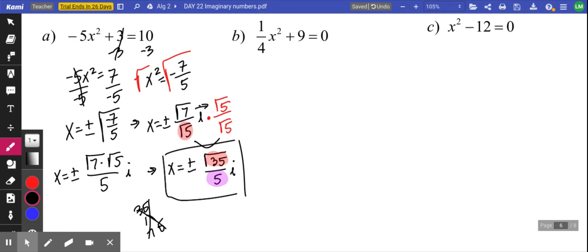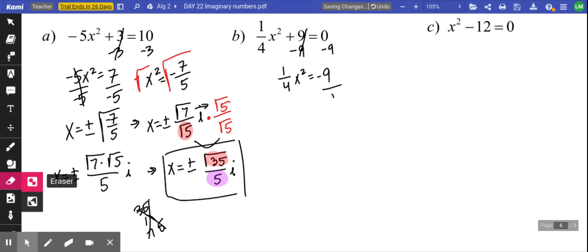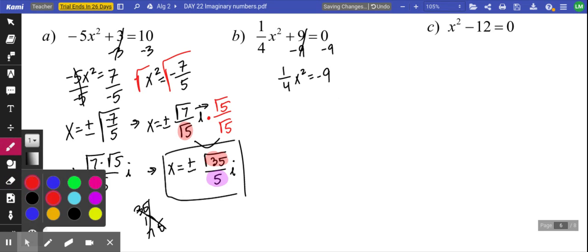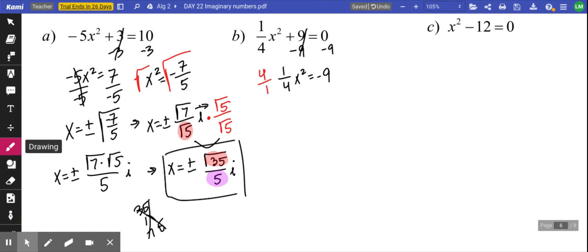All right, B here, let's take a look. Let's subtract 9. 1/4 x squared equals negative 9. All right, here's the trick. Dividing by 1/4 is the same thing as multiplying, right? If we were dividing both sides by 1/4, that's kind of messy. Dividing by a fraction is the same thing as multiplying by the reciprocal. You might remember that. So instead of dividing by 1/4, I'm going to multiply both sides by 4/1. If I do that, 4/1 times 1/4 is just 1, so I'm left with x squared equals negative 36.